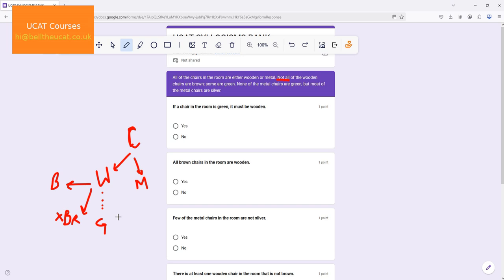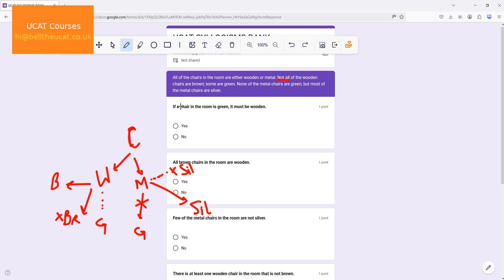Reading on further. None of the metal chairs, he says, none of the metal chairs are green. All right. They are big fat green. So metal to green is not possible. In Venn diagram language, there is no overlap between the two bubbles. But most of the metal chairs are Ag, chemistry silver. Anytime you hear the word most, solid arrow. He says most are silver, but that means some of them are not silver. Agreed so far? Ready? I think so. We got it. Let's play.